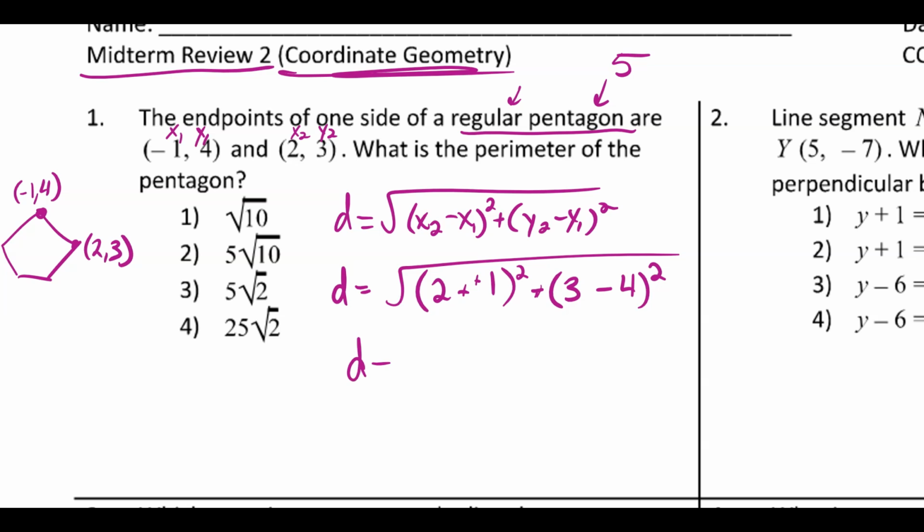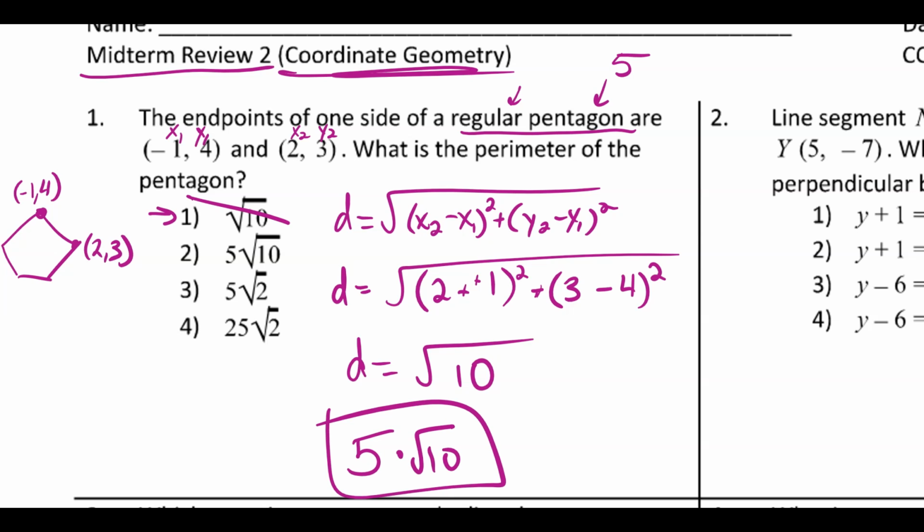Now I'm going to type that into my calculator with everything except for the radical. And what that ends up simplifying to is the square root of 10. And notice that's an answer choice, but that is only the length of one side. If I multiply that by 5, that would give me the length of all the sides added together, or answer choice 2.